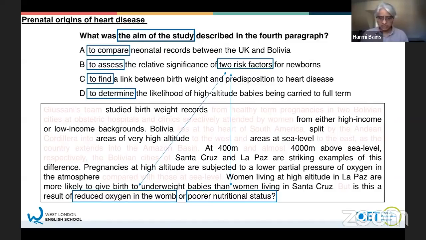The study was trying to find out why women living in the mountains in La Paz have underweight babies. Is it because of nutrition or is it because of the oxygen? That was really the focus of the study, and that was the answer to the question. But really, to get the answer, you've had to look at the whole paragraph. You've had to understand just really generally the idea of the paragraph. You didn't need to understand every single word, as long as you kind of get the main idea.